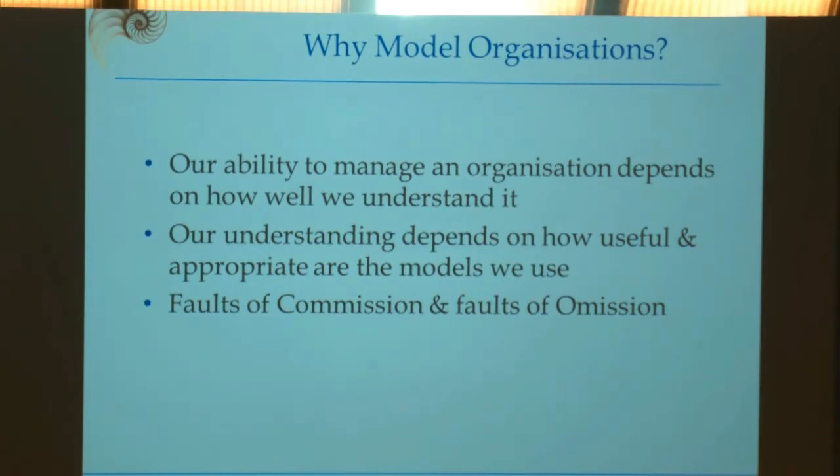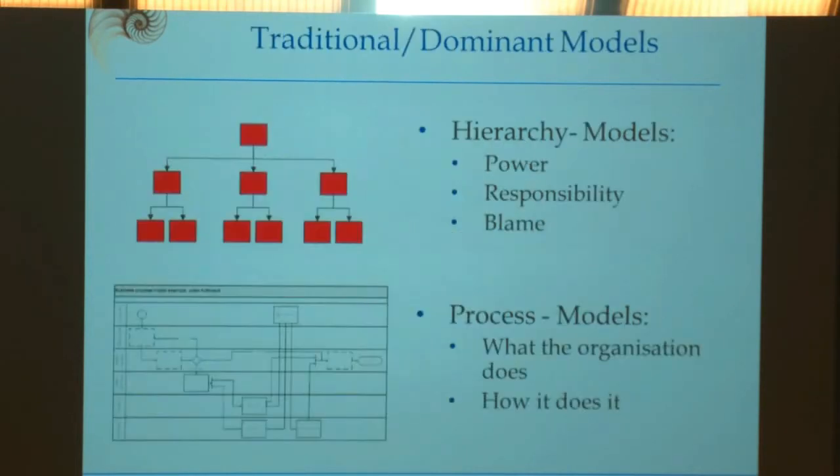So traditional models that managers use for organizations, the hierarchy model, which was introduced as a graphical model after a train crash in the US. They gave the job to the guy who designed the switchgear, and he used the same iconography, and this is what we end up with, and we're still using it. And it's terrific for modeling blame. And people tend to use process models, which tell you something about what the organization does.